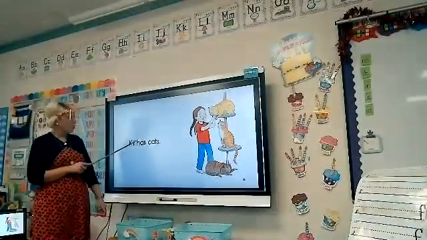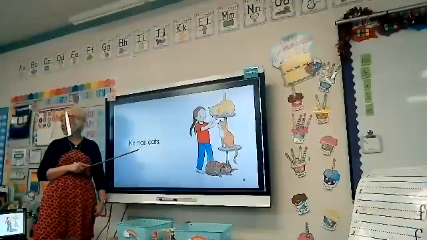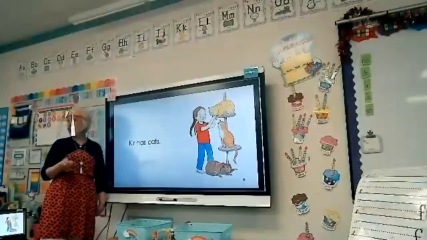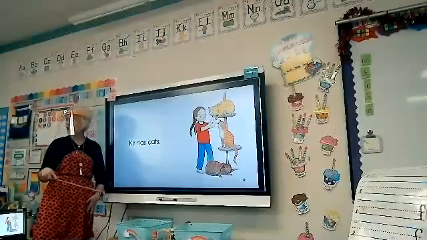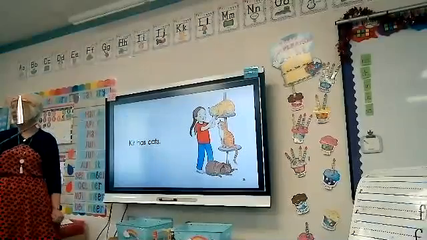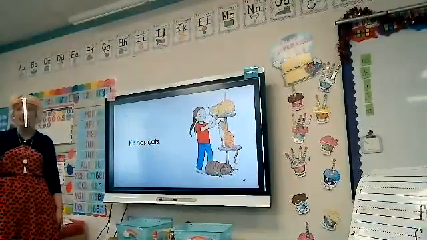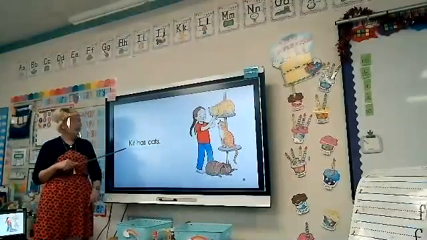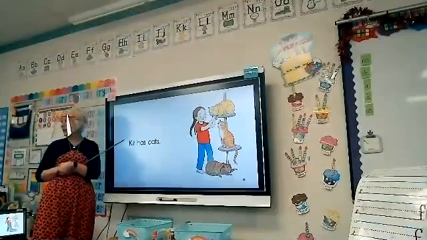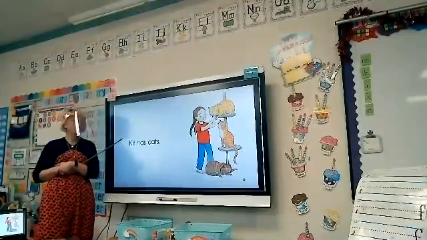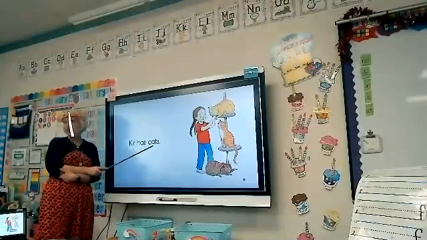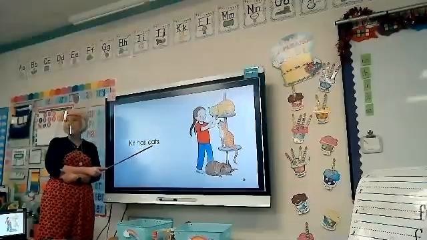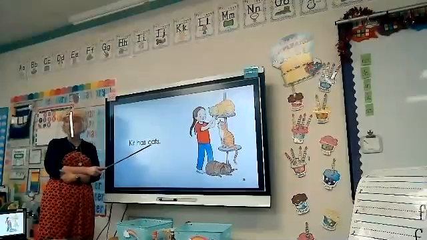Before we start, why is this S so much darker? Right. Remember I told you that it's going to make the S's darker when it makes the Z sound. Remember I told you that yesterday? Okay. And what kind of letter does our sentence start with? Uppercase. An uppercase. And what do our sentences end with? A period. A period. Good. A period is a kind of punctuation mark.